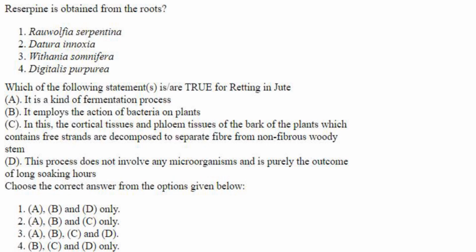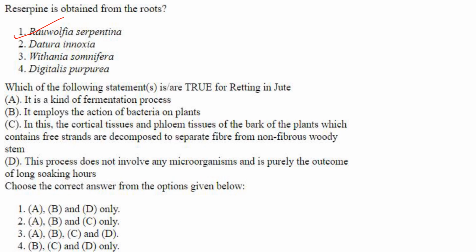Coming to the first question, reserpine is obtained from the roots of Rauvolfia serpentina. Datura inoxia produces tropane alkaloids such as scopolamine and hyoscyamine. Withania somnifera produces withanolides, not reserpine, and Digitalis purpurea contains cardiac glycosides such as digoxin and digitoxin. So they have asked for reserpine, it is found in Rauvolfia serpentina. So again a question from economic botany, be thorough with that.